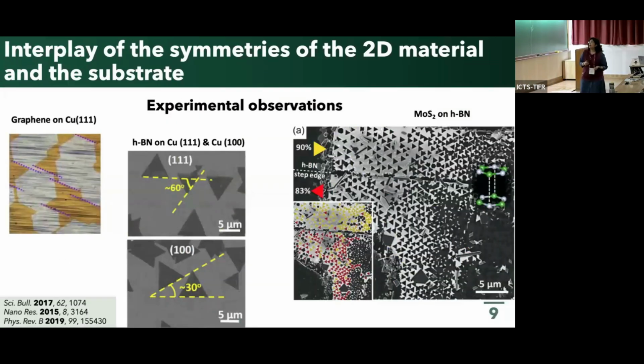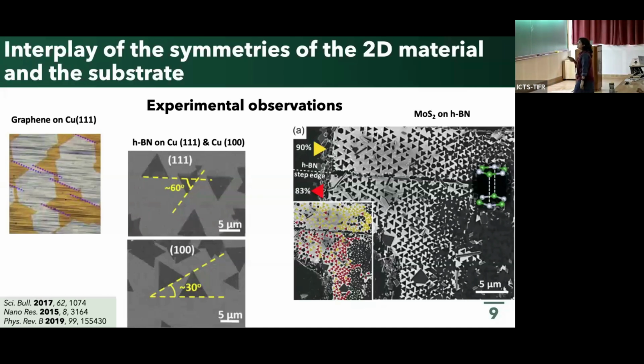This is giving you some of the experimental observations of what I have just told you. As you see, this is graphene grown on copper 111. You have only one alignment that is possible. This is HBN on copper 111. You can see there are these 0 and 60-degree domains. And on copper 100, along with these, you also have these 30-degree domains.